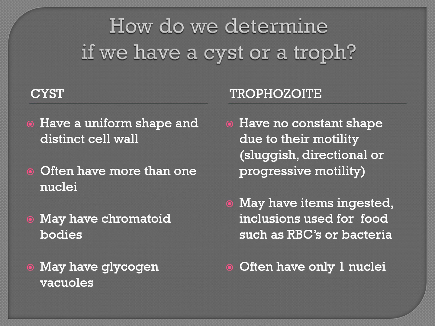All right, how do we determine if we have a cyst or a troph? A cyst has a uniform shape and distinct cell wall.